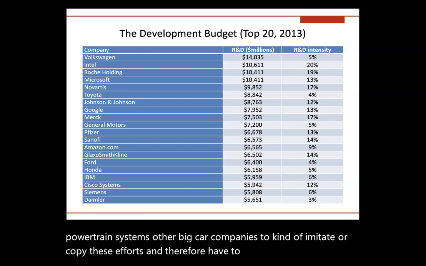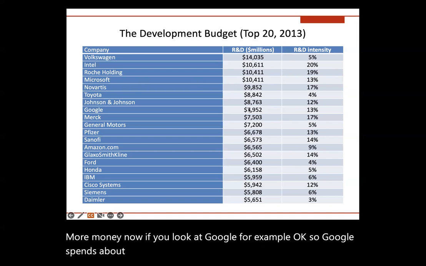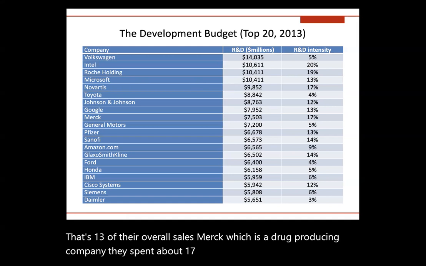Now, if you look at Google, for example, okay, so Google spends about $8 billion. That's 13% of their overall sales. Merck, which is a drug producing company, they spent about 17%, quite a bit, right? Intel, about 20%. Again, these are 2013 numbers.